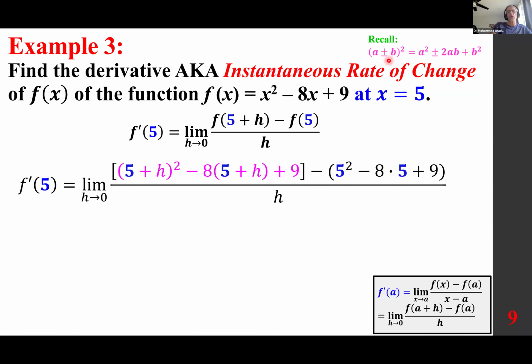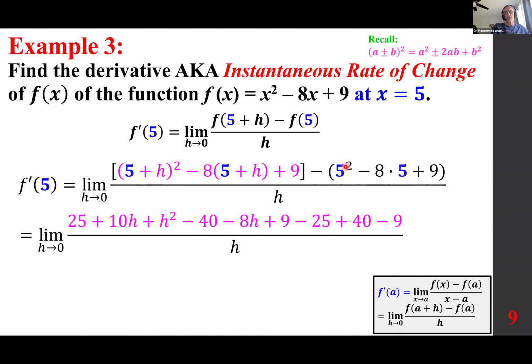5 plus h squared: a plus b quantity squared is a squared plus 2ab plus b squared. So this is 5 squared, or 25, plus 2 times 5 times h, 10h, plus h squared. This one we distribute, we get minus 40. This one minus 8h, and this is plus 9. Now, this is 25, this is minus 40, this is plus 9. So it's minus 25, plus 40, and minus 9.